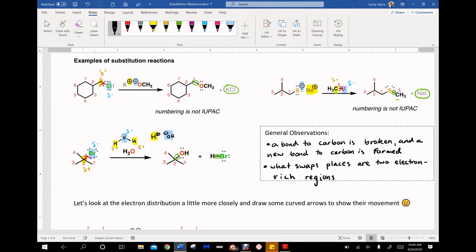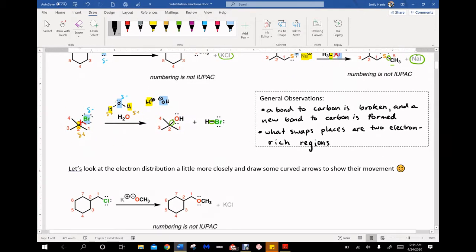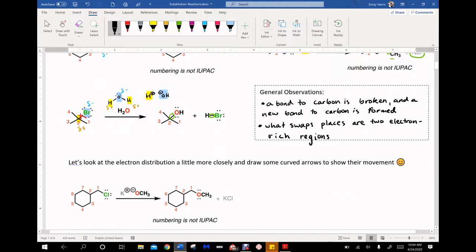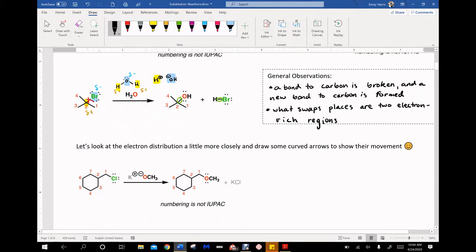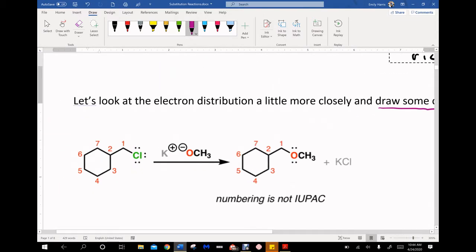All right, so now we're going to take those patterns and pull back that first example and look at that electron distribution a little more closely. This time, we'll try to do that last thing and draw in some curved arrows to show the way the electrons are moving. What we marked is that the chlorine and the oxygen and the CH3 were our electron-rich regions. The carbon and then the potassium are our electron-deficient regions, so you've got that partial positive charge there.